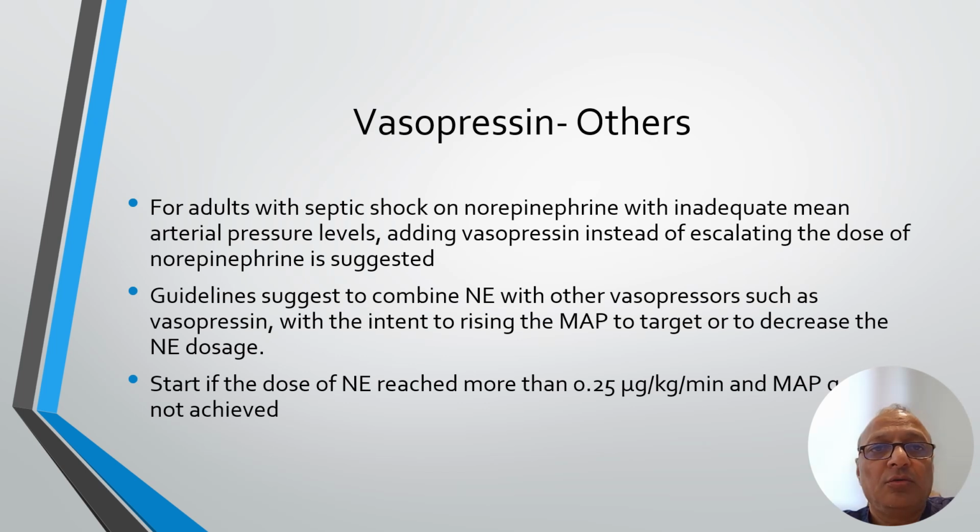With regards to use of vasopressin in septic shock, administer it if the dose of norepinephrine has reached more than 0.25 microgram per kg per minute and the mean arterial pressure goal is still not achieved. Guidelines suggest combining norepinephrine with other vasopressors such as vasopressin with the intent to raise the mean arterial pressure to target or to decrease the norepinephrine dosage.